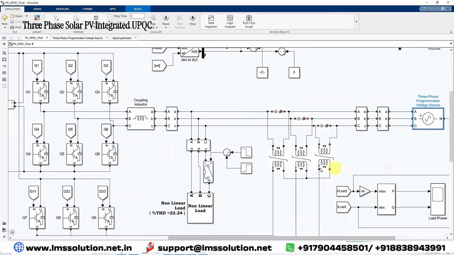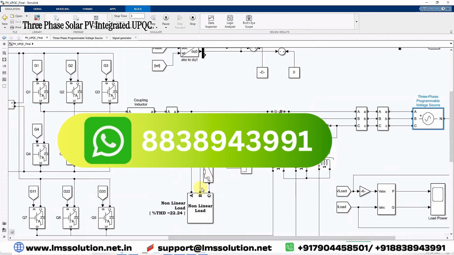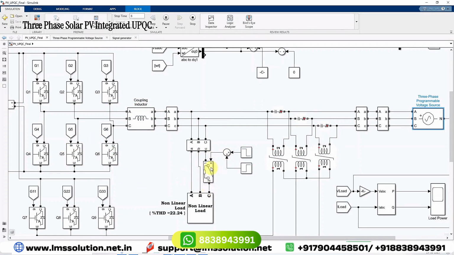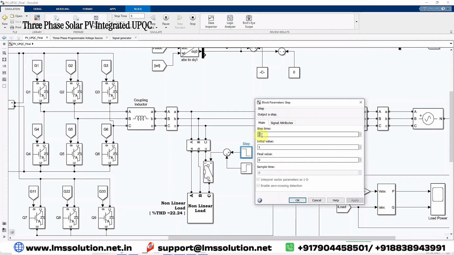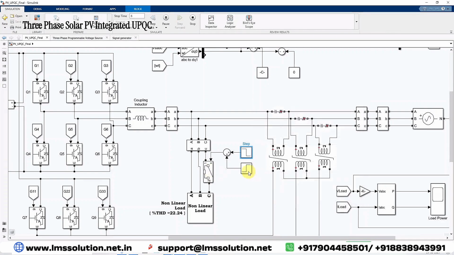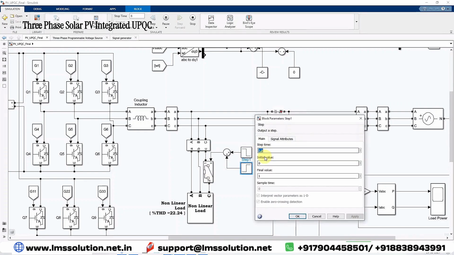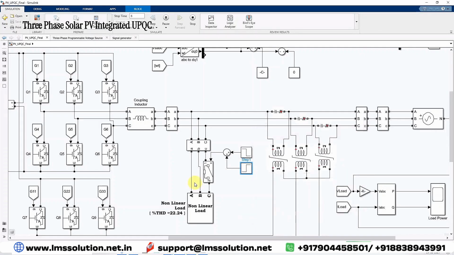Next, we created another event, nothing but the unbalanced load condition. The breaker will be connected in the C phase of this load. The breaker will be operated at 1 second. From 0 to 1 second, it will be closed. After 1 second, it will be opened in order to create the unbalanced condition here. So this breaker will be open up to 1.2 seconds. From 1 to 1.2 seconds, the load will be unbalanced.